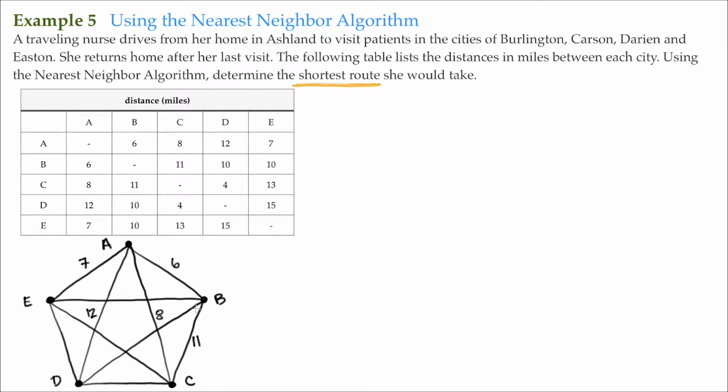Burlington to Darien, that's this one here. That's 10 miles. I'll put it in right here. And then Burlington to Easton, that's also 10 miles. So I'm going to put it in right here. Then we go from Carson up to Ashland, that's covered. Up to Burlington, that's covered. Carson to Darien, that's 4 miles. And then Carson up to Easton, that's 13 miles. I'll put it in right here.